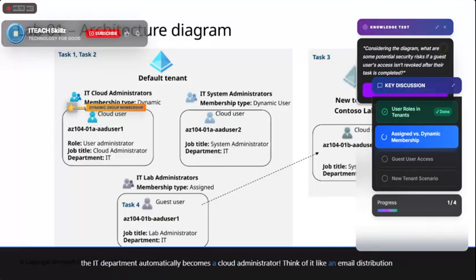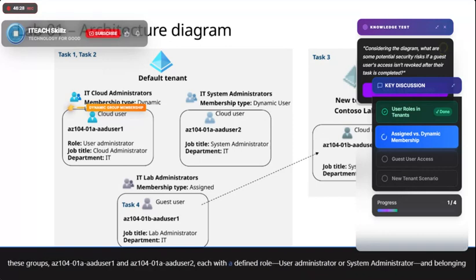Think of it like an email distribution list. When someone joins the team, they are added to the list and get relevant permissions without manual intervention. We can see two specific users listed under these groups: AZ-104-01A Aduza 1 and AZ-104-01A Aduza 2, each with a defined role, user administrator or system administrator, and belonging to the IT department.